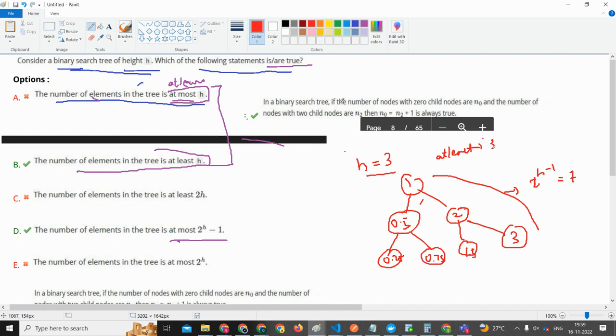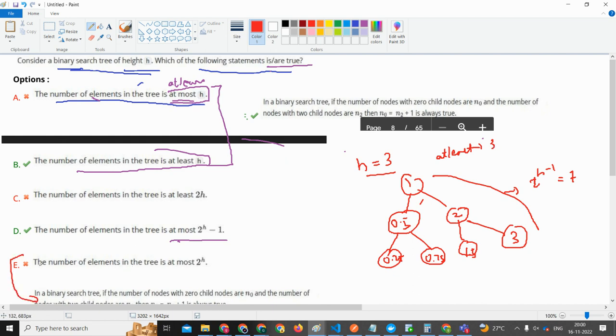So in a binary search tree, if the number of nodes with 0 child nodes is n0 and the number of nodes with 2 child nodes is n2, then n0 is equal to n2 plus 1 is always true. Okay, what is that saying actually? So we'll have to think about it.